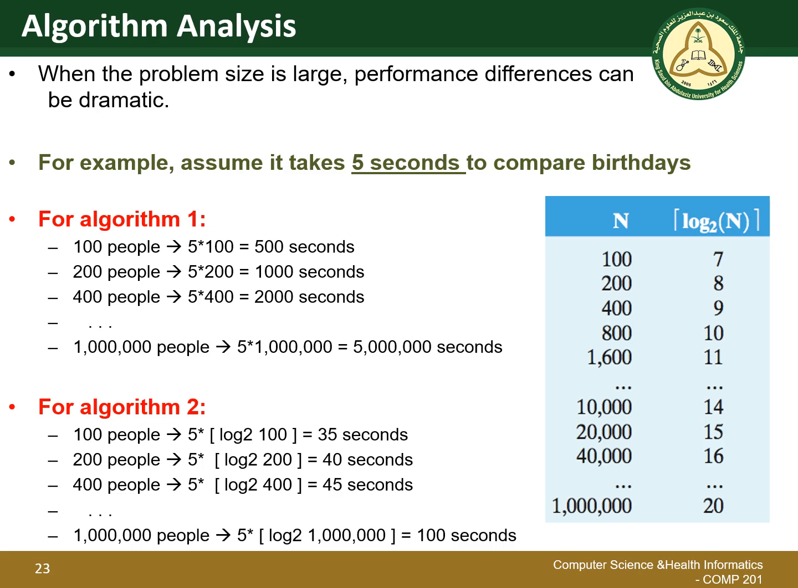If I have 1 million people, log 1 million base 2 equals 20. So 20 multiplied by the cost of the comparison equals 100 seconds to solve the problem.